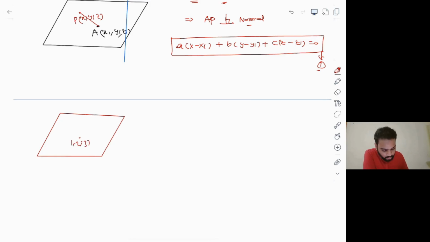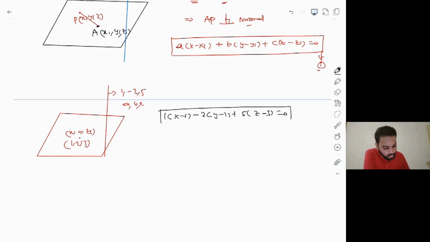1 comma 2 comma 3, and then if you know the DRs of this normal to the plane as some 1 comma minus 2 comma 5. So this is like the point x1 y1 z1 given to you, and these are the set of DRs known to you, a comma b comma c. So if you want to write down the plane equation in this case directly, this is your formula, which is 1 into x minus 1, and here b value is minus 2, so minus 2 times of y minus 2, and then plus 5 times of z minus 3 is equals to 0.